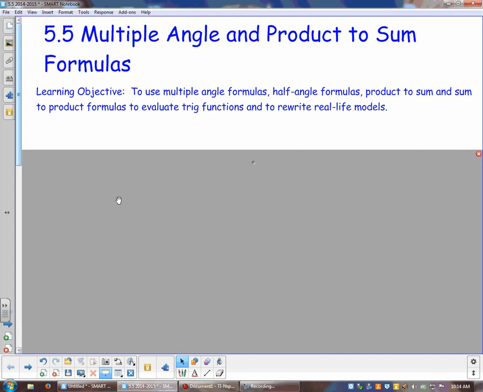Okay, so we are looking at section 5.5, multiple angle and product to sum formulas. The learning objective, which you do not need to write down, is to use multiple angle formulas, half angle formulas, product to sum formulas, and sum to product formulas to evaluate trig functions and to rewrite real-life models.